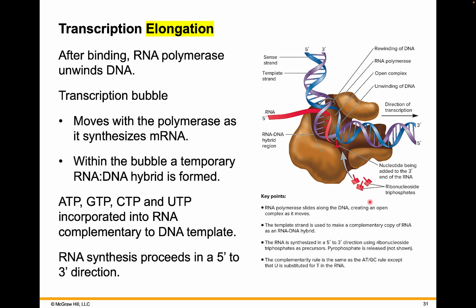And you can see that all the ribonucleotide triphosphates, which are ATP, GTP, CTP, and UTP, are incorporated into the RNA, complementary to the DNA template. Just always remember that your ribonucleotide triphosphates are different from the deoxyribonucleotide triphosphates, which are used in DNA synthesis. The only difference is that the sugar present in ATP, GTP, CTP, and UTP is a ribose sugar, whereas in the DNA, what is incorporated contains a deoxyribose sugar.